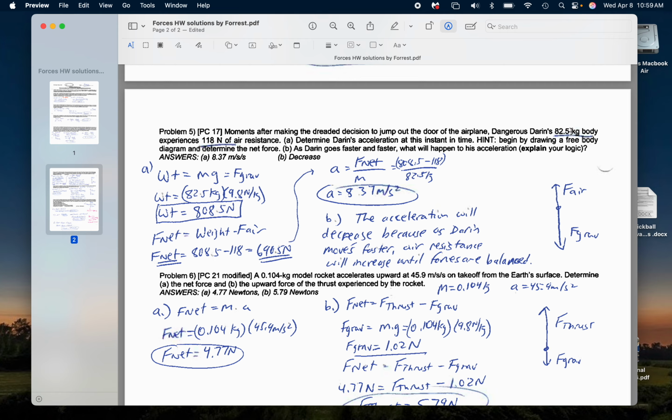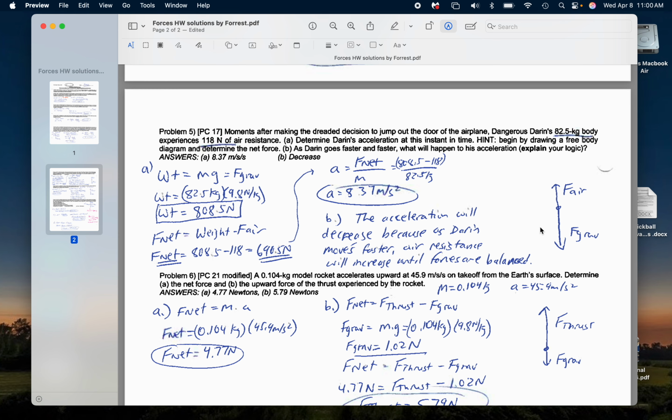They've got an 82.5 kilogram mass, experience 118 newtons of air resistance, determine the acceleration at this instant. So I said, hint, draw a free body diagram. Well, I'm going to figure out the weight of the person. That's equal to their mass times 9.8. So they have a weight of about 808 newtons.